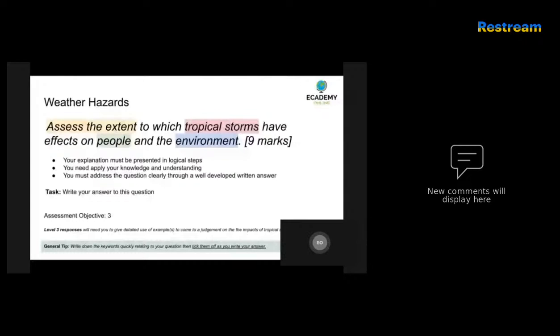So the structure of your answer has got to refer to a different factor for each paragraph as you're going through. In this case, you're going to have about a page and a bit to write your answer. So before you start answering the question, make sure that you have written down some factors above the assessed extent.